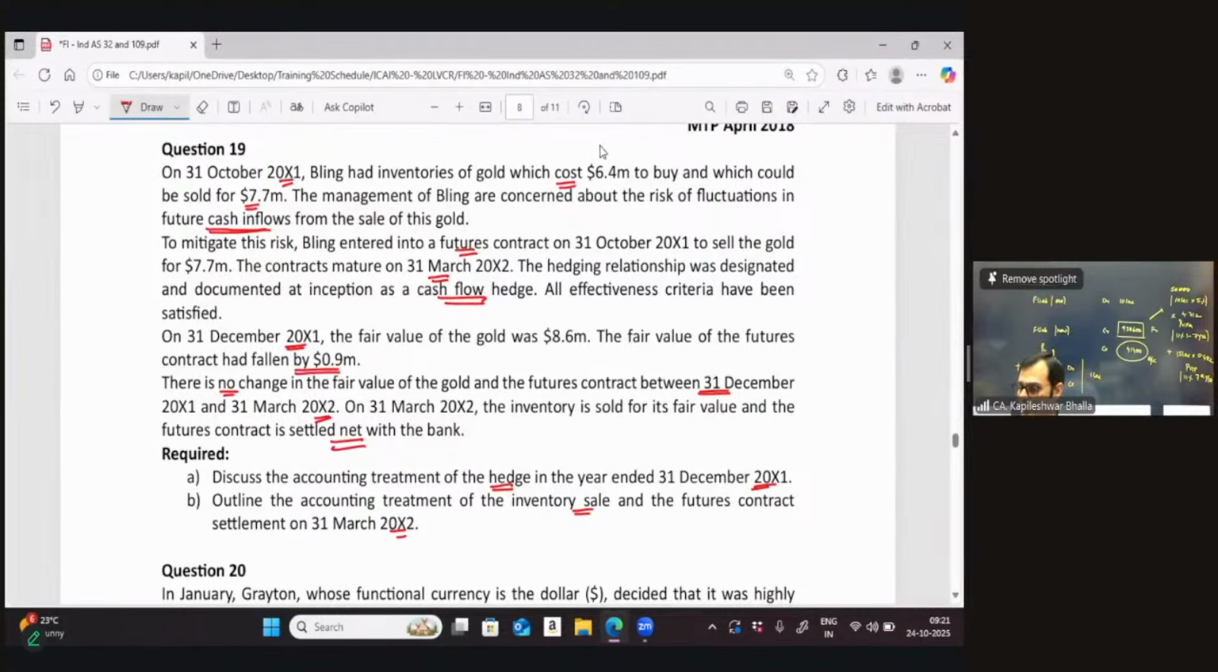You can notice that on October X1, though my balance sheet ends in December, they had inventory, and the cost and the fair value are given. Then they entered into a futures contract on the same day, which is going to be settled on March X2. At December end, the gold value and the futures value are given. No changes in fair value between December and 31st March. Finally, on 31st March, you sold the inventory and the futures contract is net settled as well. First of all, I'll organize all this information in a chart and then it'll be easy to solve this question.